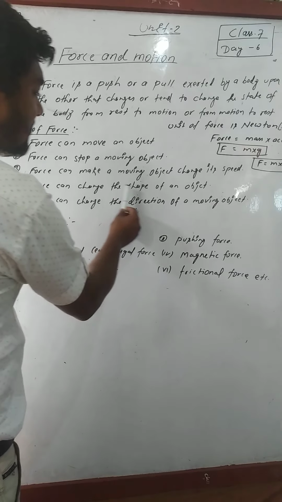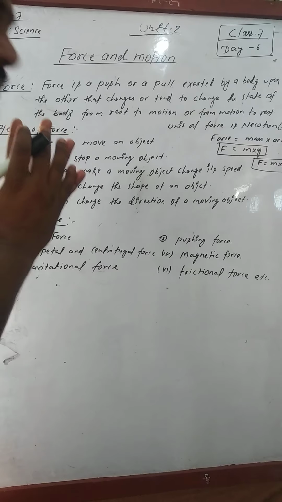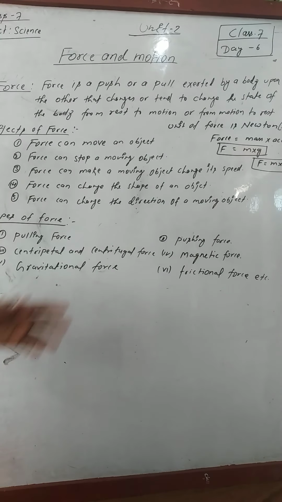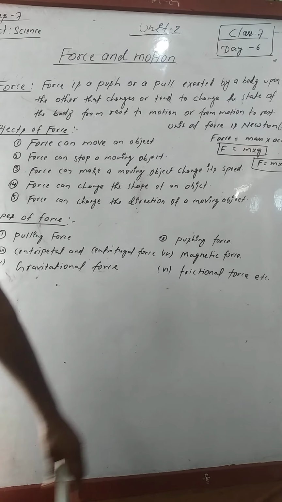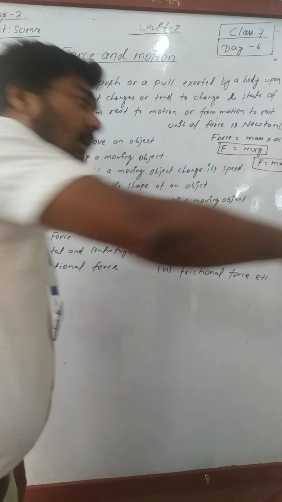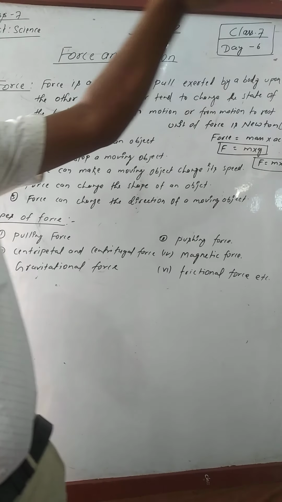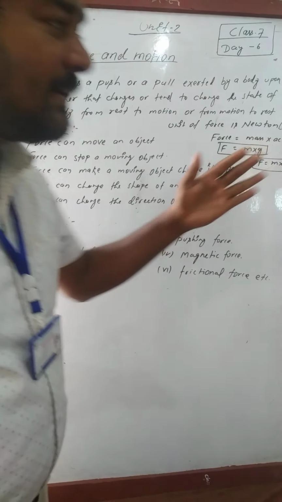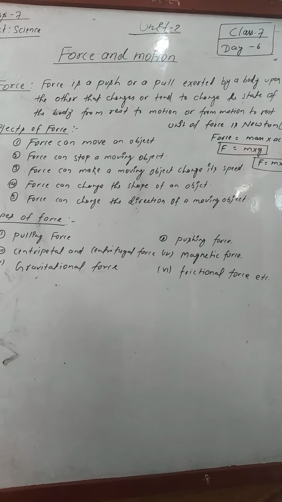Force can change the shape of an object. By applying force, the object's shape can also change. Force can change the direction of a moving object. The direction of a moving object can also be changed by applying force. For example, when a bowler bowls a cricket ball to the batsman and the batsman hits the ball, according to the batsman's wish, the direction of the ball can be changed. So are you clear?